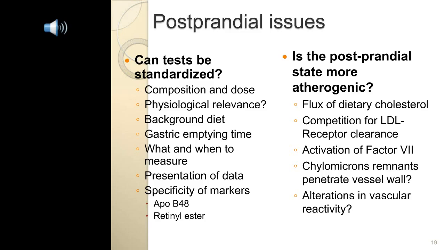However, it may be worthwhile pursuing these particular objectives because it may well be that the postprandial state is more atherogenic and that we're only going to appreciate that if we study non-fasting samples. This atherogenicity may have to do with the flux of dietary cholesterol. It may be influenced by competition for LDL receptor clearance. We're familiar that dietary particles probably activate factor 7 and the coagulation cascades. We would think about the role of chylomicron remnants in the actual formation of plaque, and we're familiar with quite substantial changes in vascular reactivity that may occur in the postprandial state.